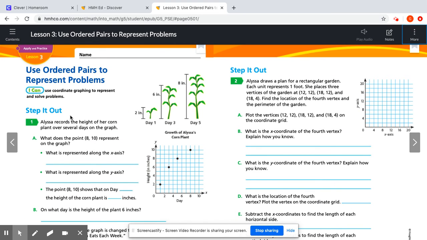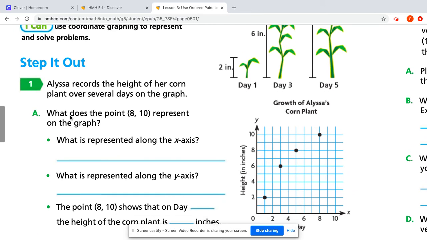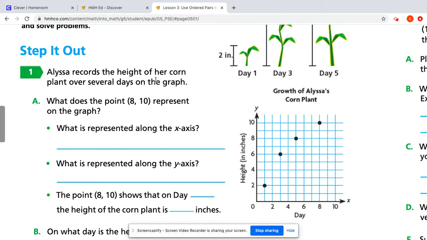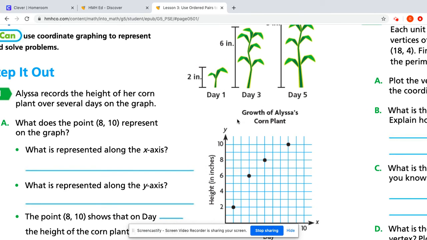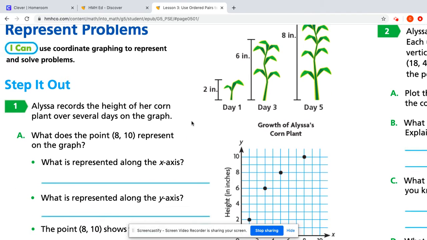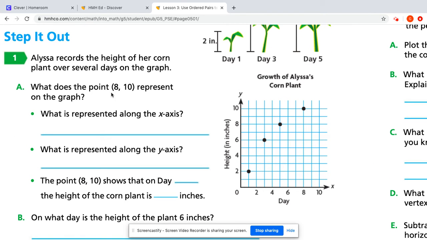Right now I'm on page 481, and we're going to look at the first problem. It says Alyssa records the height of her corn plant over several days on the graph. So this is her graph. These are her plants of corn. The first one says, what does the point (8, 10) represent on the graph?